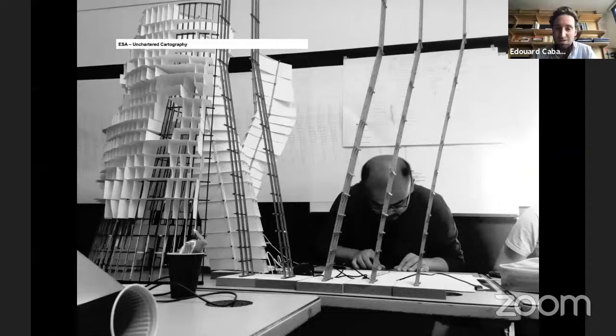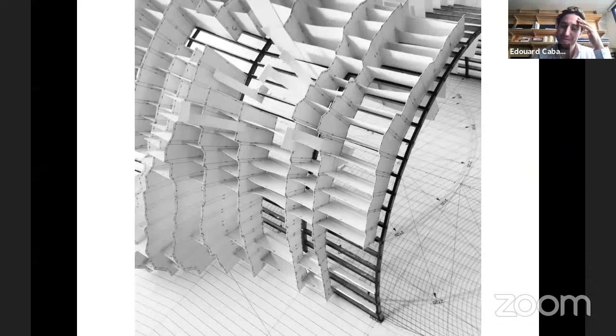This is a long time ago, actually 6 or 7 years ago, at work, and some of the models that came out of the studio. And I like this model because it's a drawing at the same time, right? It's a drawing and a model. And I think it just shows the level of design and the level of control that this project has.